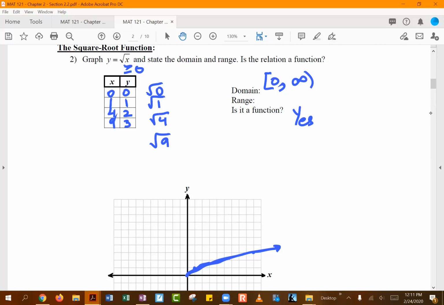Range? Yeah, because again, there's no graph on the negative side, right? We're just starting at 0, and the graph would be going up. So in this case, your domain and range are actually going to be the same interval notation.